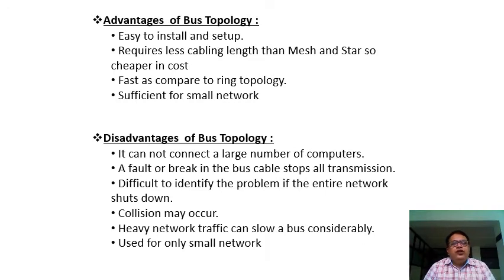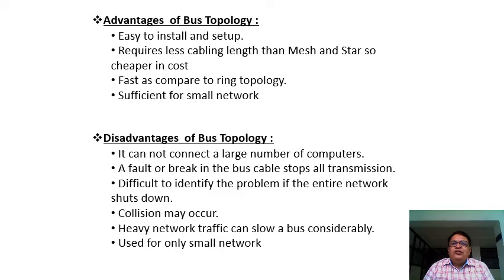Advantages are that it is easy to install and set up and requires less cabling. Since less cabling is required, it is cheaper. It is fast as compared to the ring topology, and sufficient for a small network. But there are certain drawbacks. Always remember, nowadays nobody is using bus topology. Bus topology is only used as a backbone nowadays. The disadvantages are that we cannot connect a large number of computers.